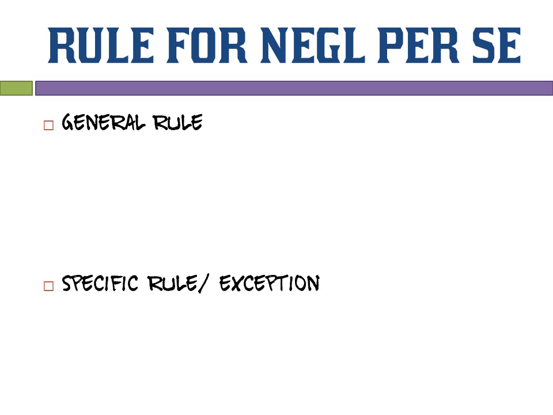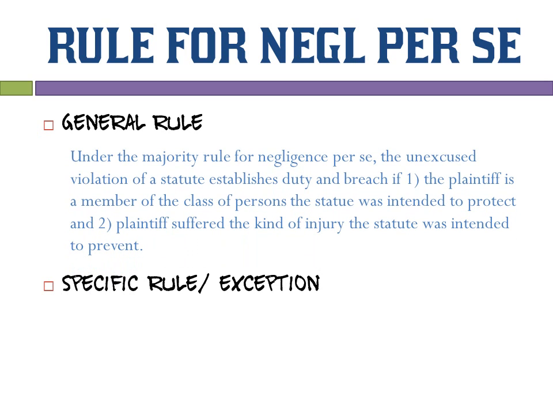All right, so again, with the rule pattern. Here we're going to have a general rule, and we're going to have an exception. Under the majority rule for negligence per se, the unexcused violation of a statute establishes duty and breach if the plaintiff is a member of the class of persons the statute was intended to protect, and plaintiff suffered the kind of injury the statute was intended to prevent. That one sentence has a lot packed into it. That one sentence cannot be analyzed in one sentence. So you want to be careful to unpack it.